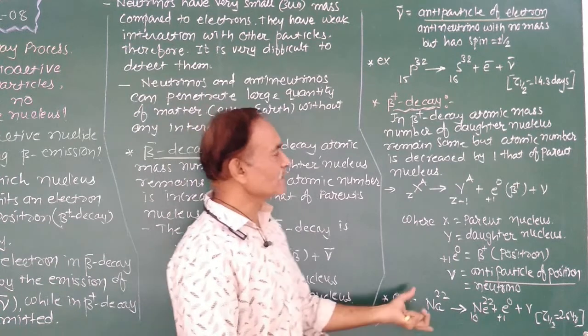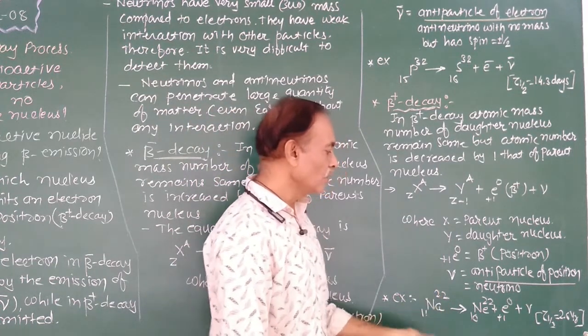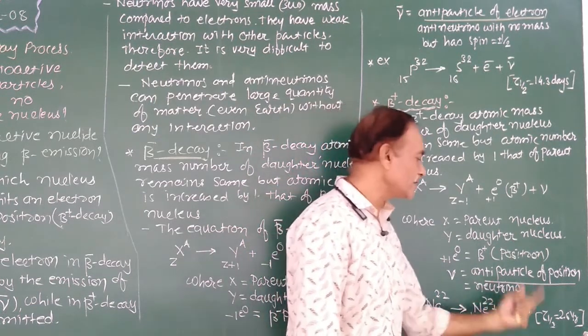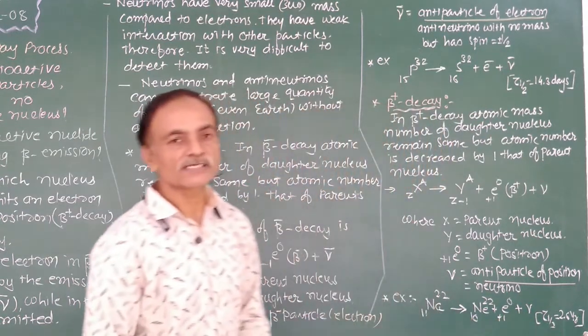Now, an example of beta plus decay is sodium-22 (11, 22) converting into neon-22 (10, 22) plus a positron plus a neutrino. The half-life is 2.6 years.